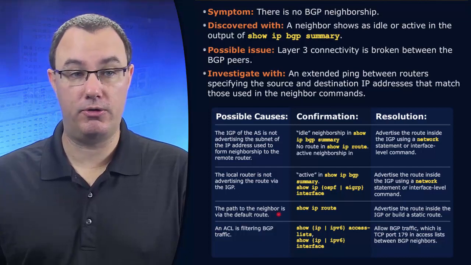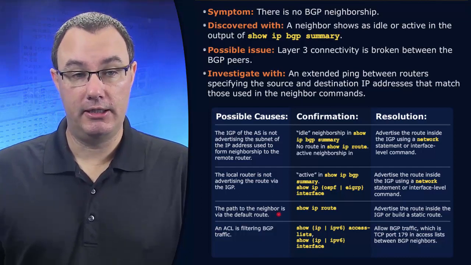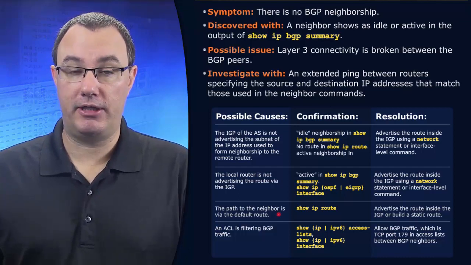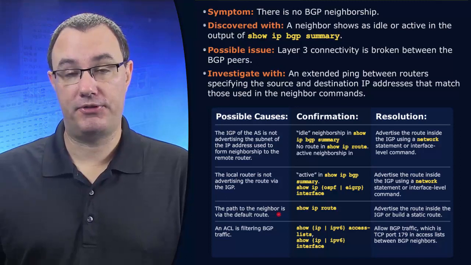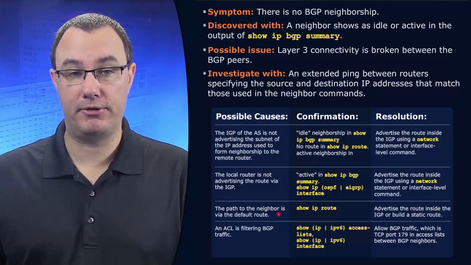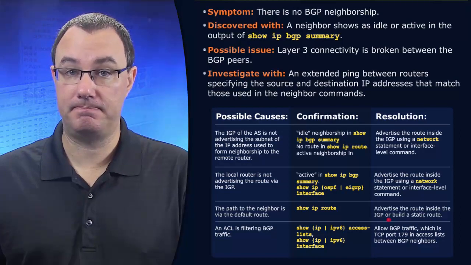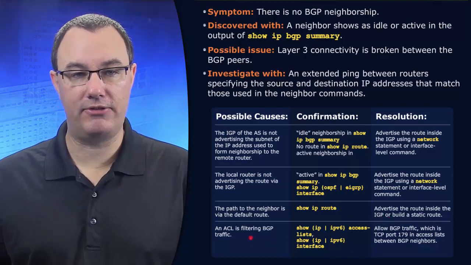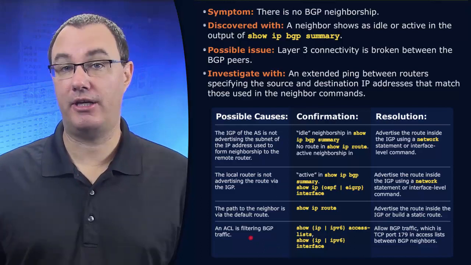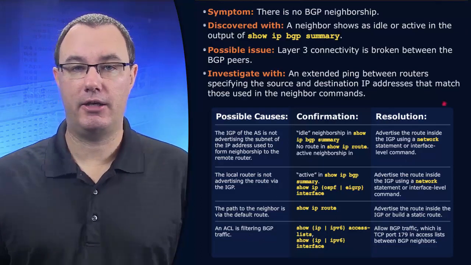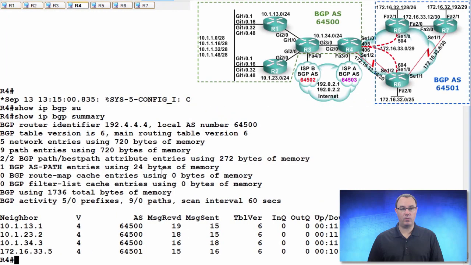So what might you do? Well, you might have to build in some specific route. A static route might accomplish it, but a better solution would be to advertise it within your IGP. And then an ACL. An ACL can absolutely filter, and so what could we see here? Let's go to R4, which we're on right now.